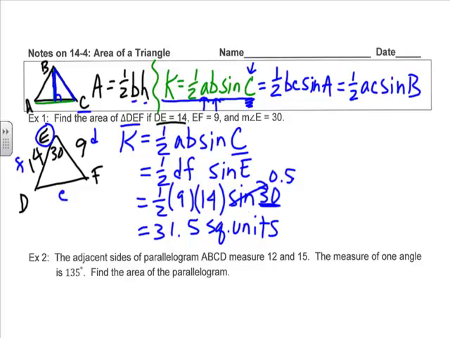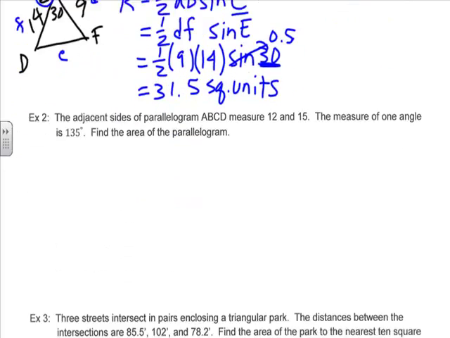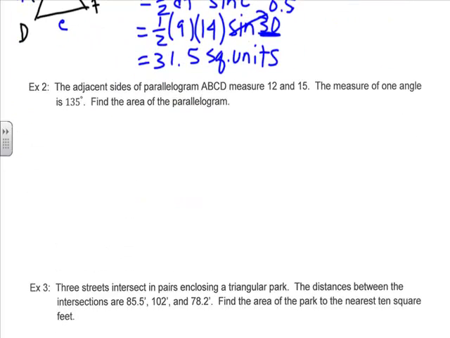Now, if for some reason the angle that you were given was not in degrees, if you were told it was in radians, then you'd be in radians for plugging that in. Okay, so now I just have two more examples that are just different applications. That's the theme of this chapter, applications of trigonometry.